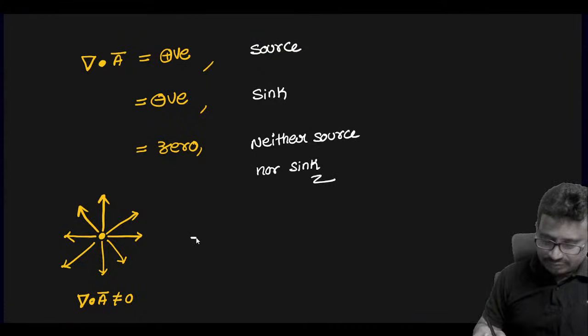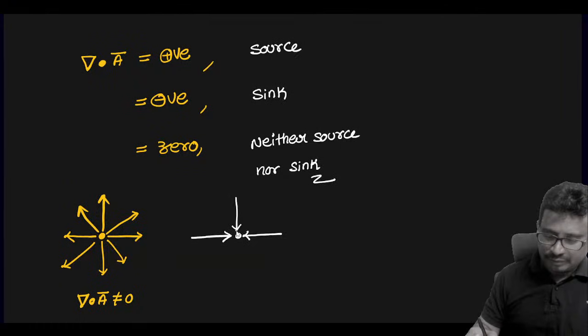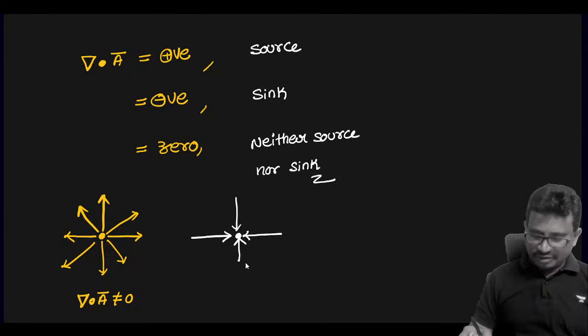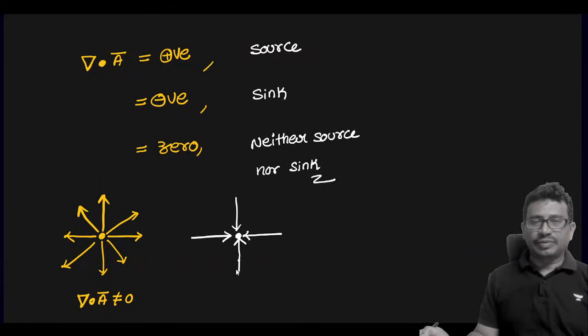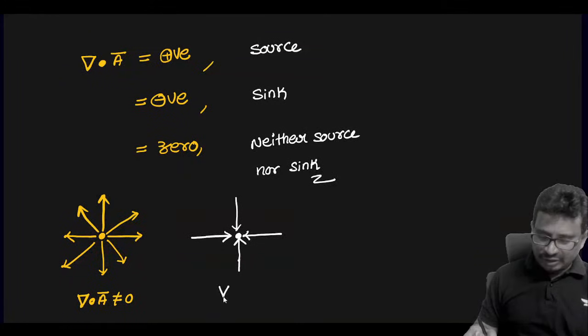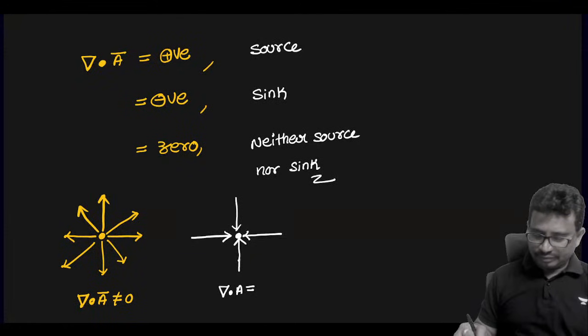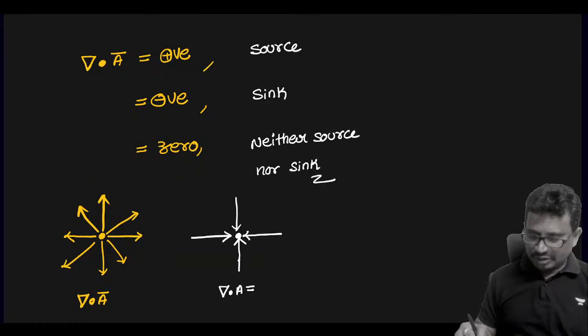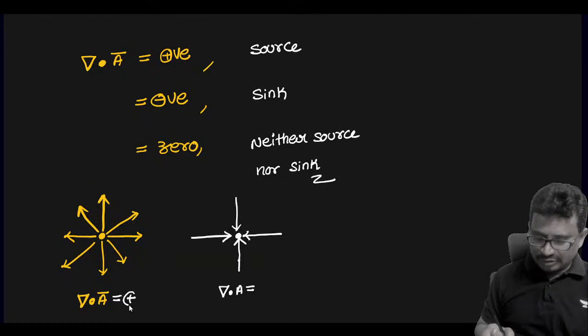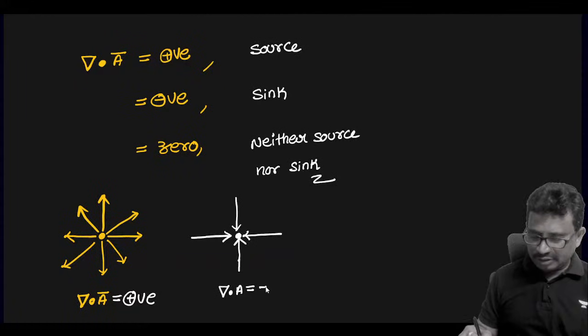Next, here the field is like this, isn't it? Now in this case the field is entering. So in this case, tell me, the divergence is negative. In the previous case it is non-zero and positive. Here it is non-zero and negative.